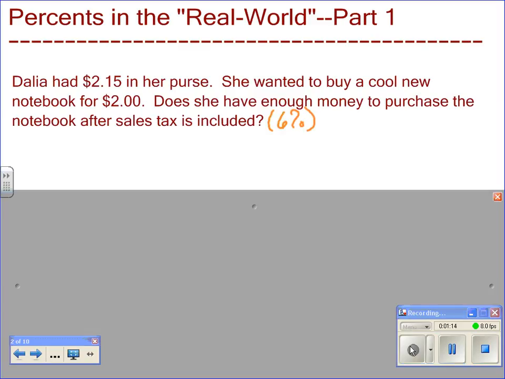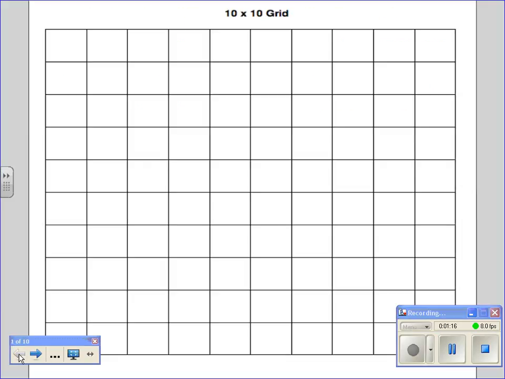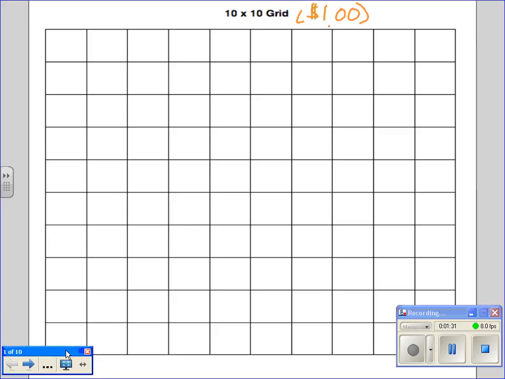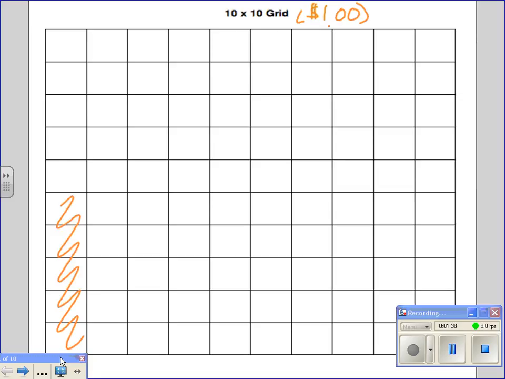Okay? Now, what we talked about is what sales tax is, pretending that this 10 by 10 grid represents $1. Okay? So this represents $1. Sales tax would be, for every dollar that is spent, 6 cents is added. So if I want to shade this in, that would be 6 squares. 1, 2, 3, 4, 5. One more. 6 squares would be added for every dollar that is spent.